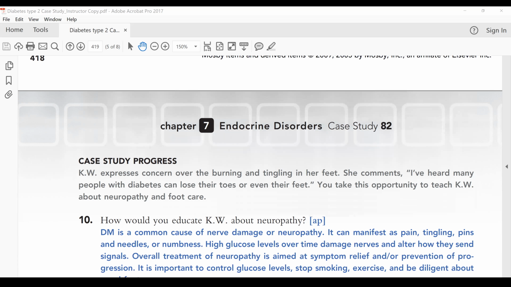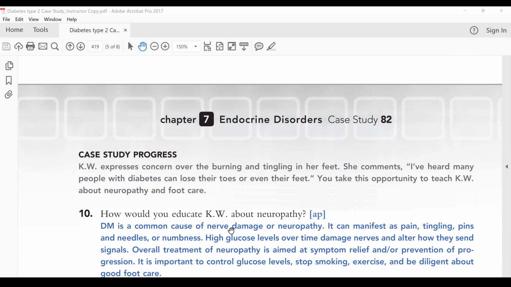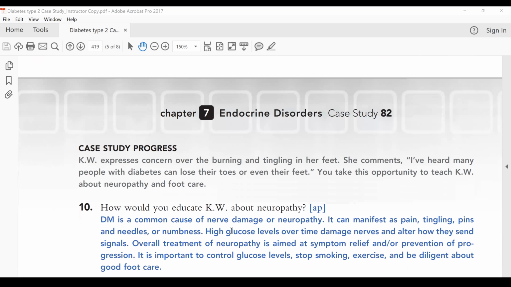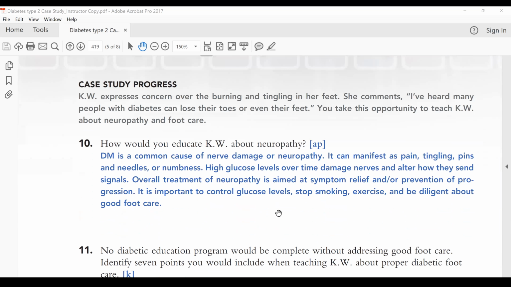So it's important to exercise and be diligent about good foot care. That's checking the bottom of your feet on a regular basis. That B vitamin is good for nerve cells, so it will be good to look at taking it to help assist in that process. No diabetic education program would be complete without addressing good foot care. What are the 7 points you need to include about proper diabetic foot care?